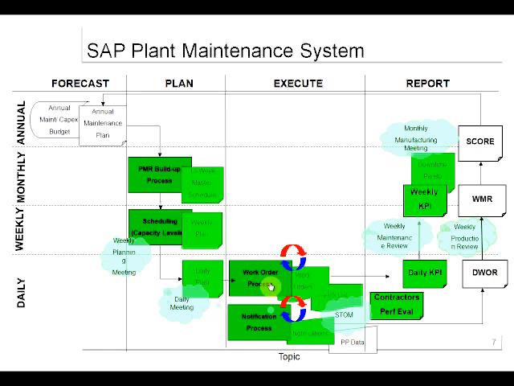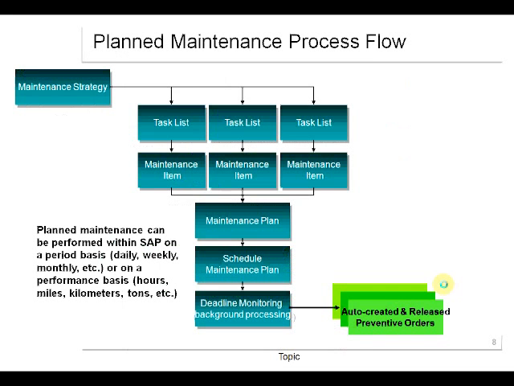Once we do the execution, then it goes to the reports, where we get the daily KPI reports, weekly KPI reports, downtime Pareto, weekly maintenance review, monthly maintenance review. We evaluate the contractor's performance. At the end of the day, we give the score. So basically, from the forecast to the report is our SAP plant maintenance system. So as I said, preventive maintenance can be performed on two types, say period basis or performance basis.